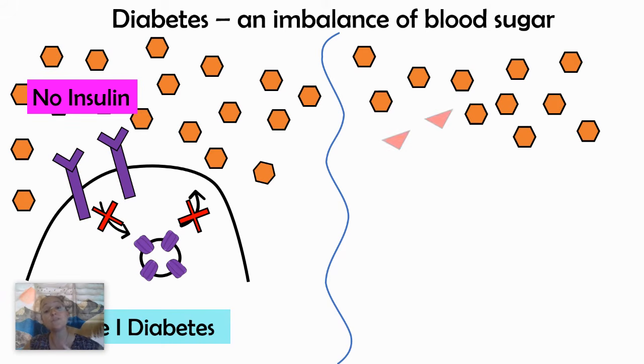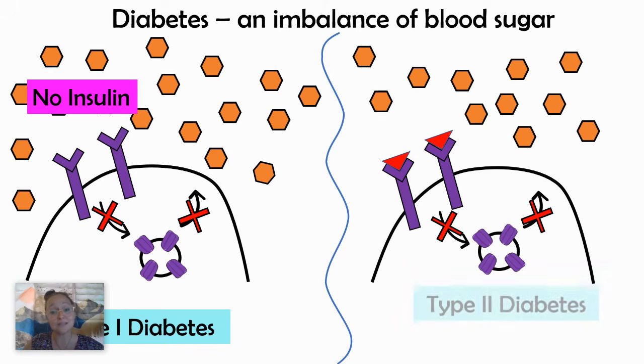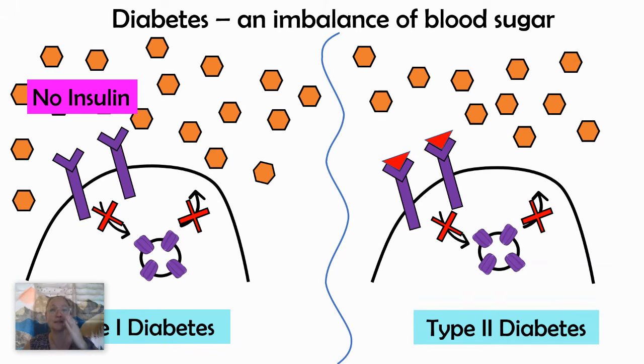Now, in type 2 diabetes, the pancreas works just fine. And as you can see, the insulin was released. However, it's the receptors that basically don't respond to insulin. If the receptors don't respond to insulin, I think it's called insulin resistance. There's still no cell response. The blood sugar levels still remain high. Just the reasons why are different in type 1 or type 2 diabetes.